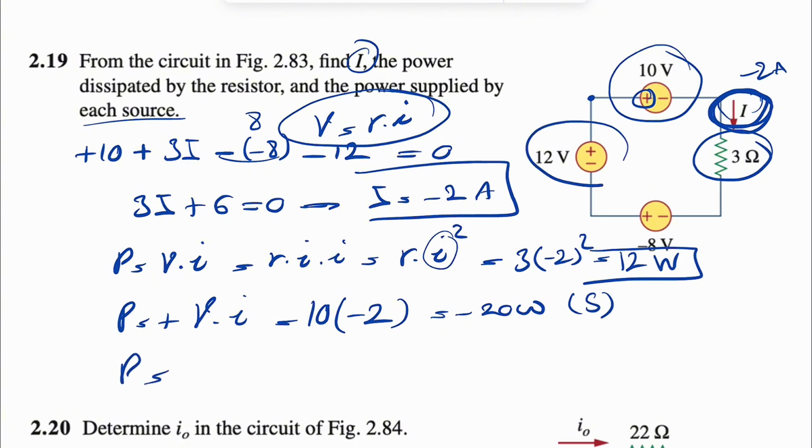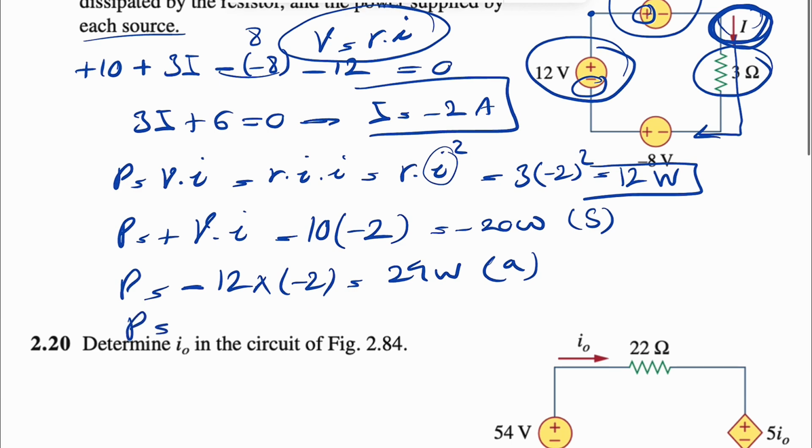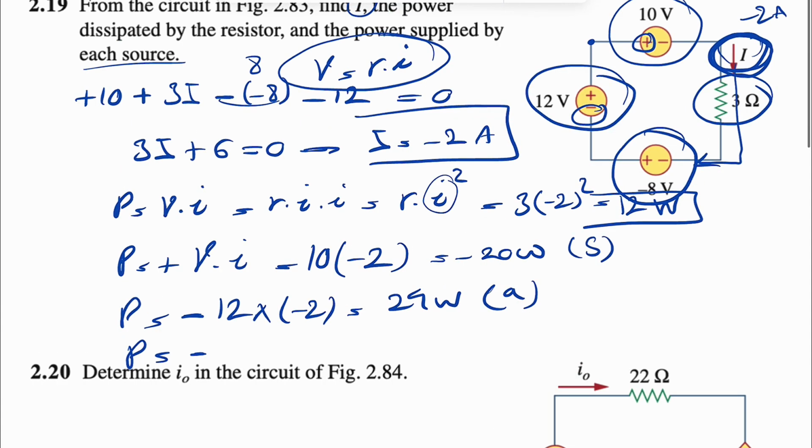Next, let's move on to the 12 volt. Again, let's just go with the direction that we have for the current. We're going to enter the negative terminal, so negative 12 times our I, which is negative 2, so that's going to be 24 watts. This is going to be absorbed. And the last one is the negative 8 volt that we have. We're going to enter the negative pole, and the voltage is negative 8, which means the poles are actually switched, so we have to apply that in here. Negative 8 times current, which is negative 2, so this is going to be negative 16 watts, and this is also supplied.